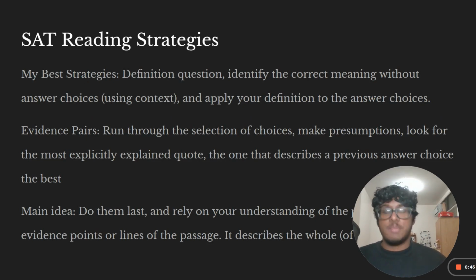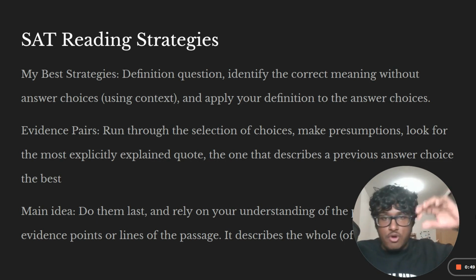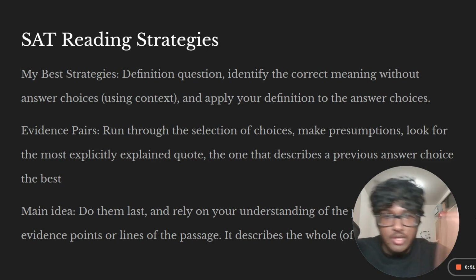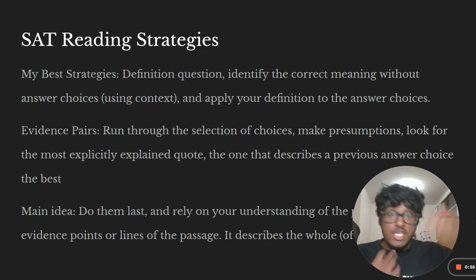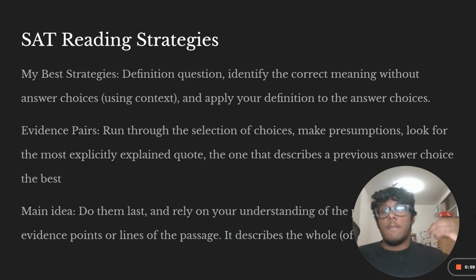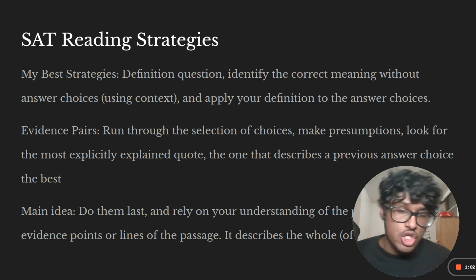The first concept, SAT reading strategies. My best strategies for these types of questions. So I'm going to lay out the type of question and the strategy that I use. And these are my best, the ones that I actually give to other people knowing that they're going to fully work. The first one, definition questions.